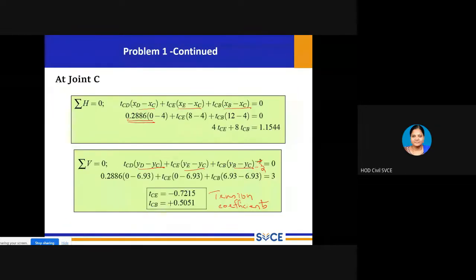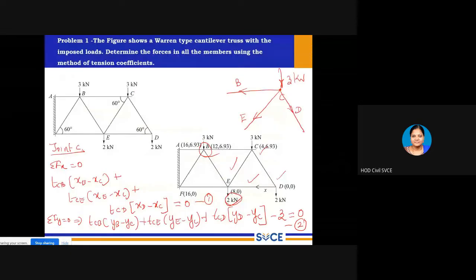So this is about the cantilever truss. It's a very simple thing. No need to get the reactions. We have to take joint by joint. Initially, we have to consider the joint where you have a maximum of 3 unknowns. And while writing the equations of equilibrium, you have to be very careful. If there are any external forces given at the joints, you have to consider those external forces also while writing the equations of equilibrium. Clear for you? Any doubts in this? Okay, thank you.